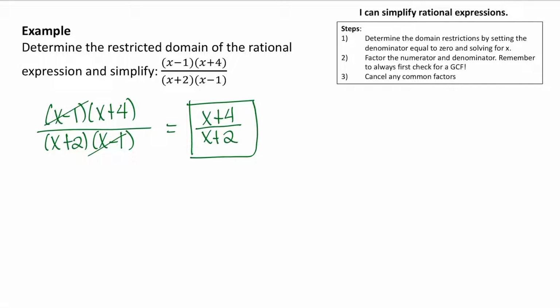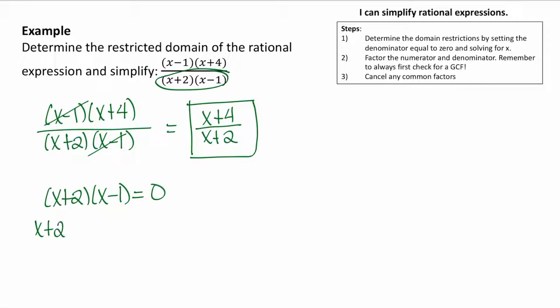So we also need to figure out the domain restrictions. When you do the domain restrictions, you want to do it on the original expression. Okay, so we're not going to look at the simplified one. You always go to the original, and then you just set the denominator equal to 0. So when we do that, we have x plus 2 times x minus 1 equals 0.